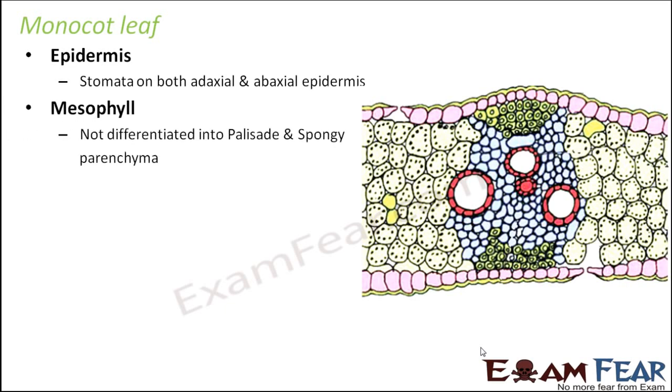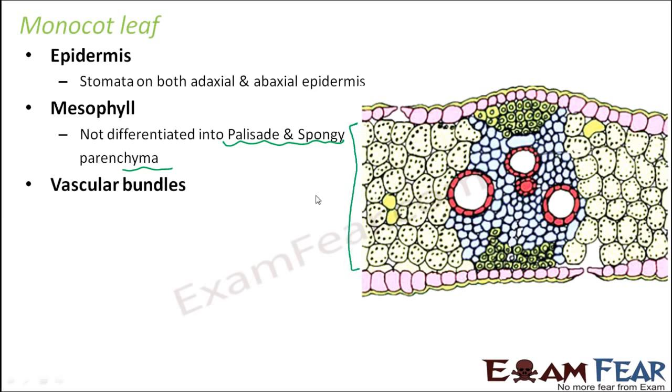Mesophyll is there, but here mesophyll is not differentiated into palisade and spongy parenchyma. There you have two separate and distinct layers, but here the distinction is not there. It is just one mesophyll layer which is present. You can see this entire thing is mesophyll, which consists of parenchyma cells. They are not differentiated as spongy or palisade.